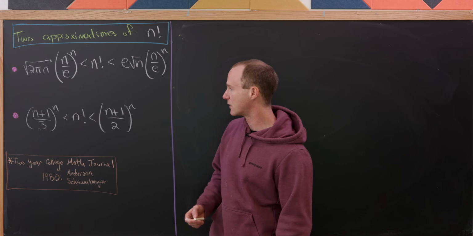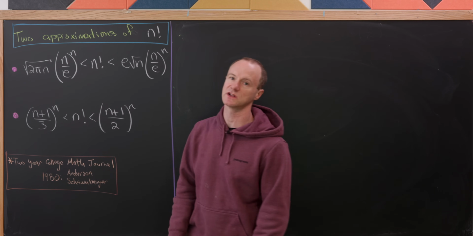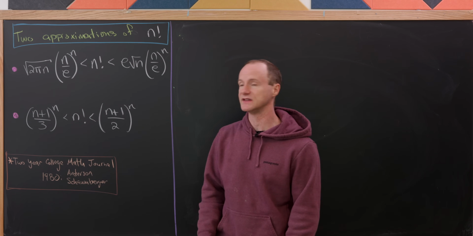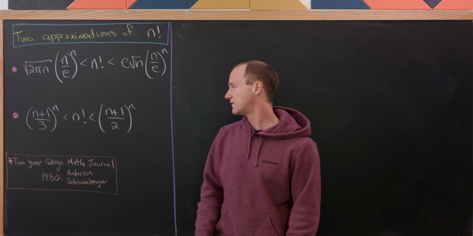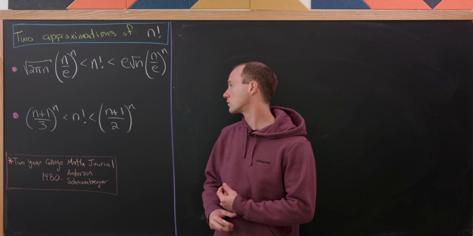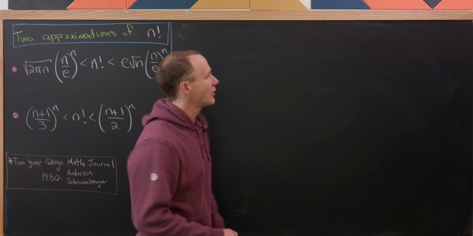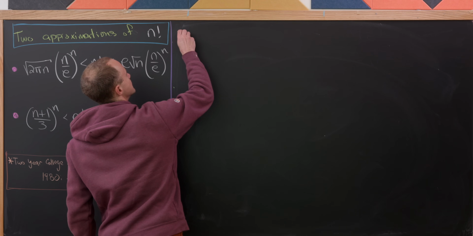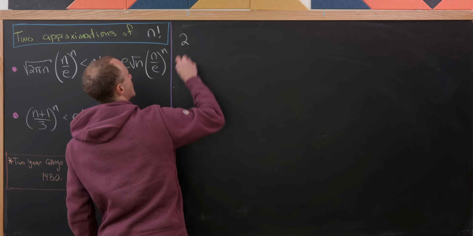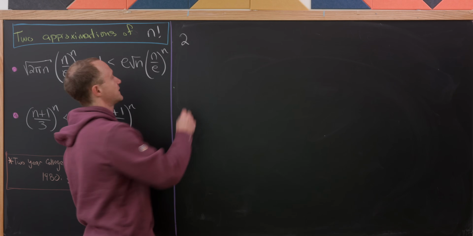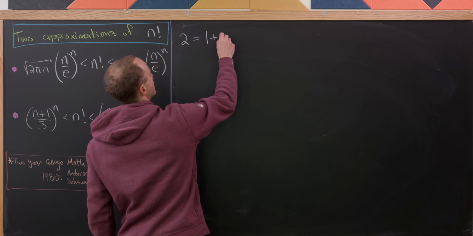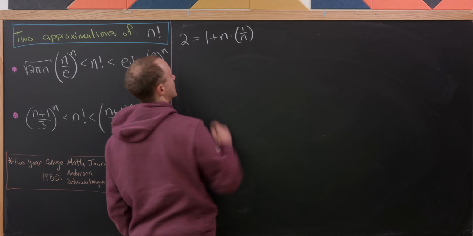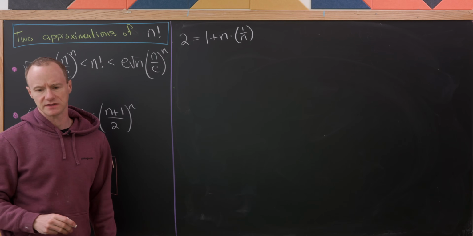So for our second inequality, we'll show that n factorial is bounded below by n plus 1 over 3 raised to the n power, and above by n plus 1 over 2 raised to the n power. Okay, so what I'm going to do is build an inequality which will be used as a tool. So I'll start with 2 and observe that I can write 2 as 1 plus n times 1 over n. Well, I think that's pretty clear.